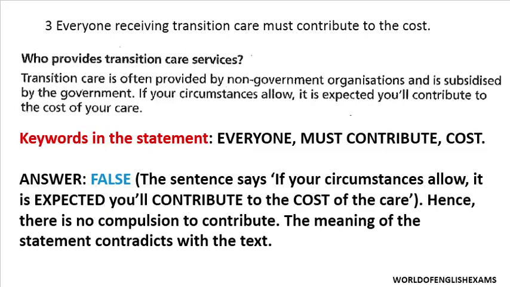Everyone, that means everyone indicates each and every individual. So everyone receiving the transition care must contribute to the cost. So here, what is the meaning of must? It is an obligation. It is compulsory for everybody who is taking or receiving the transition care to contribute. That means they have to pay something in order to avail the facility of transition care. So now what are the keywords? Everyone. So this is the key, and must contribute and cost.